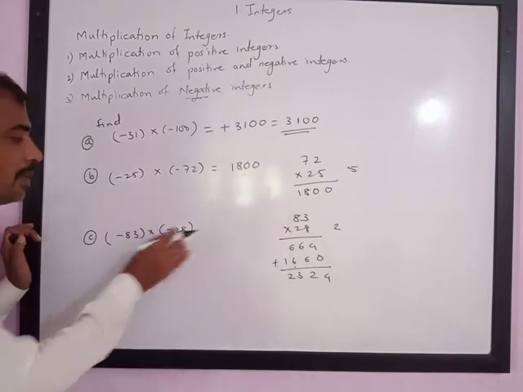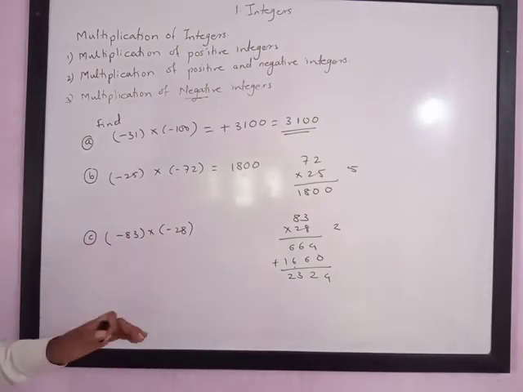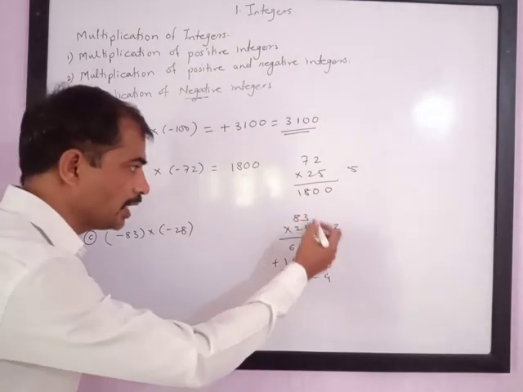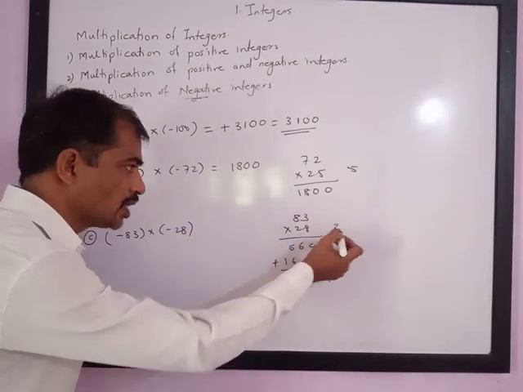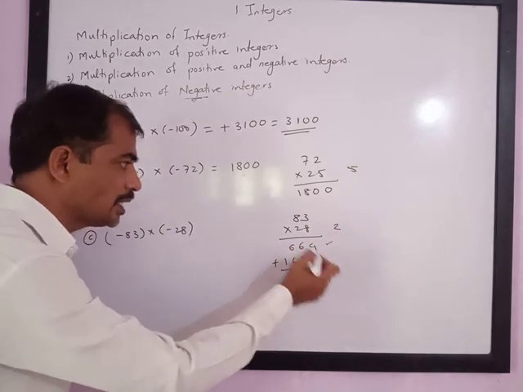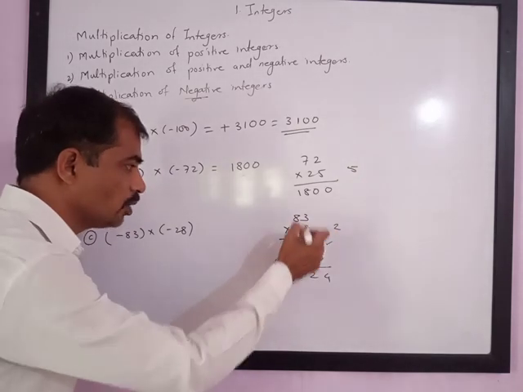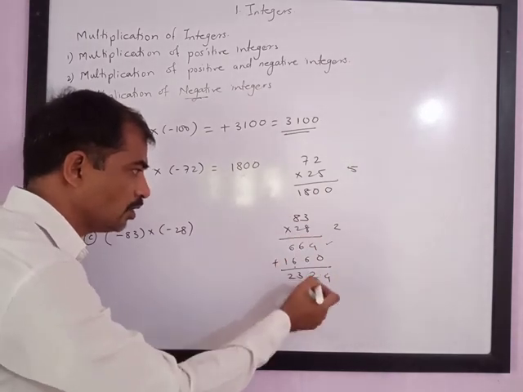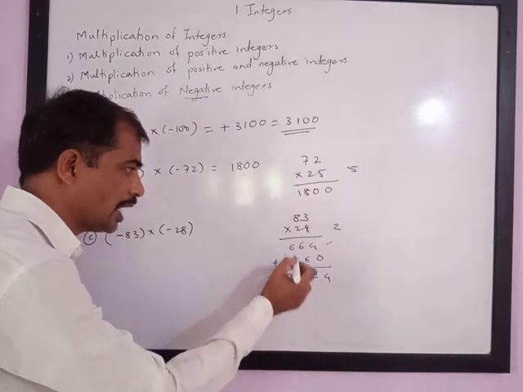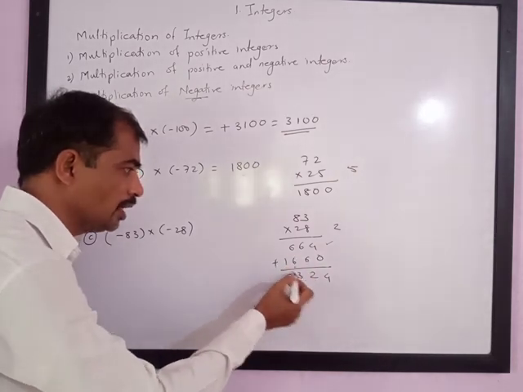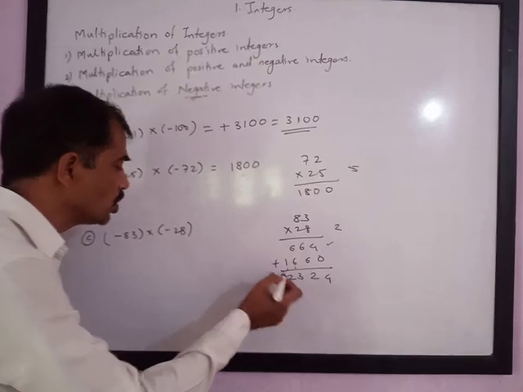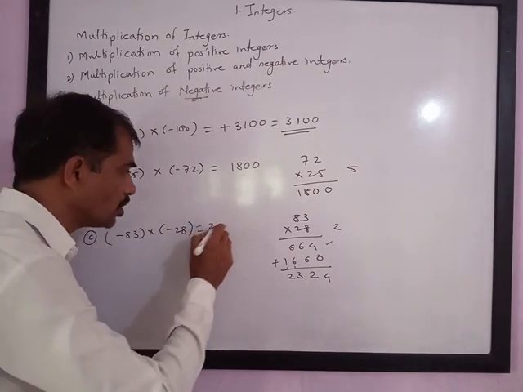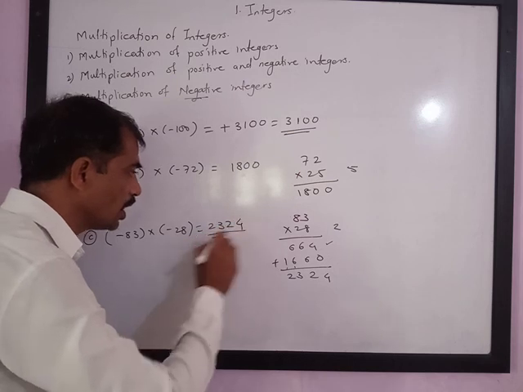Last problem, negative 83 multiplied by negative 28. We have to multiply whole numbers first. So 83 multiplied by 28: 8 3s are 24, 2 carries, 8 8s are 64 plus 2, 66. Then next 0, 2 3s are 6 and 2 8s are 16. If you add this, you will get 4, 6 plus 6, 12, 1 carries, 6 plus 6, 12 plus 1 carry, 13, 0 and 1 carries, 1 plus 1 is 2. So 2324 is the answer. And since both integers are negative, we will get the positive answer. 2324 is the answer.